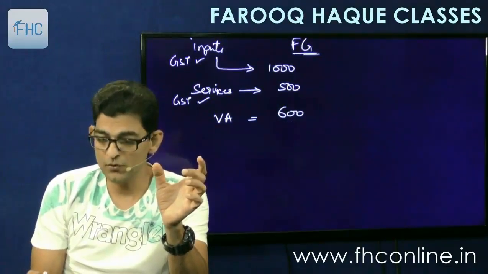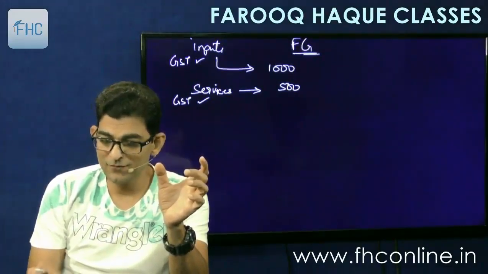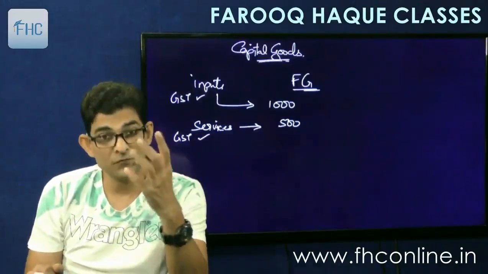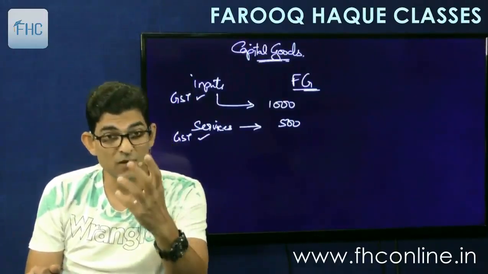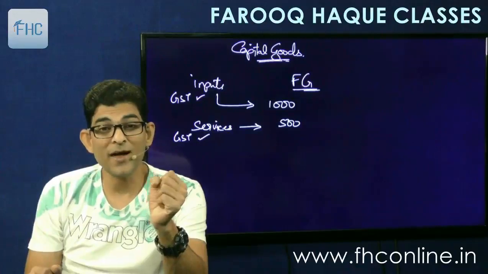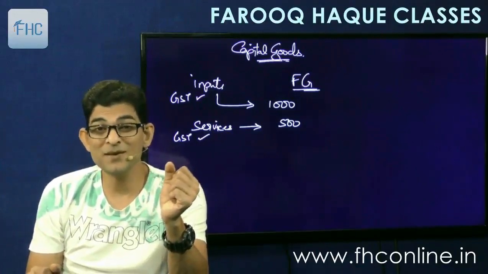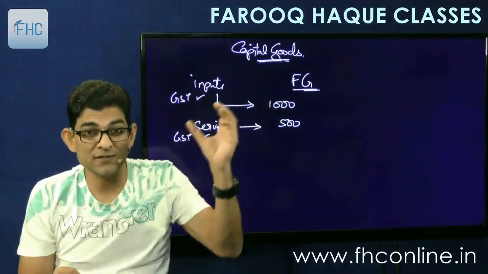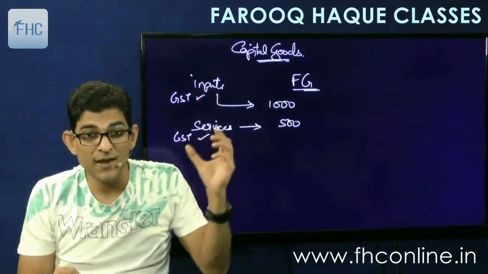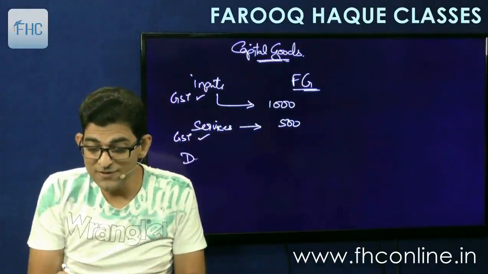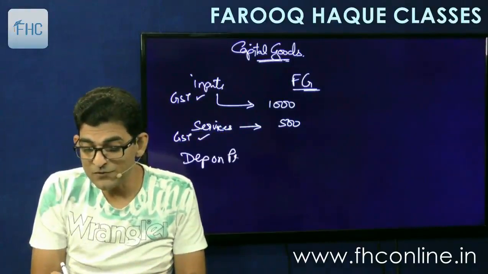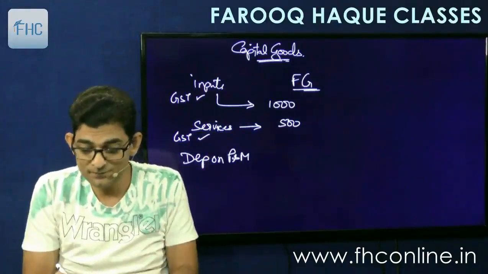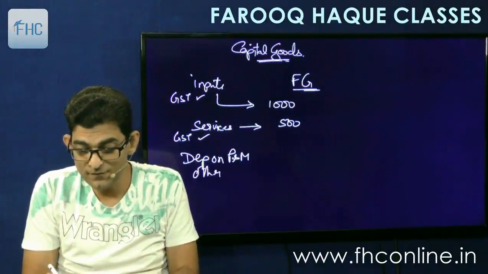Now, as all of you know, when we make the cost sheet of our finished goods, of our products, we also add depreciation expense. So these inputs, raw material and services, are recorded as it is, and also depreciation on plant and machinery and other capital goods, right?